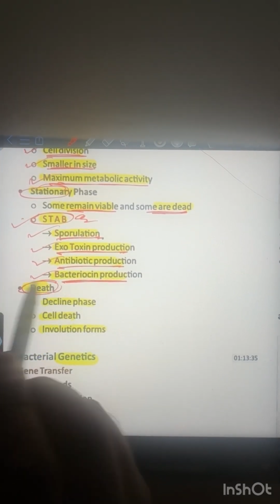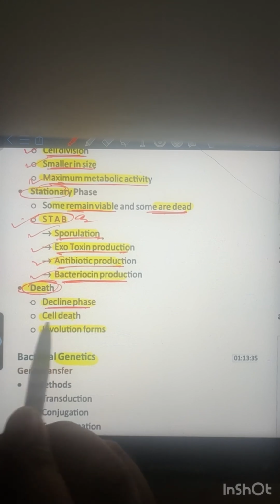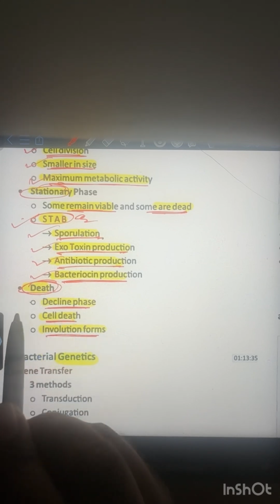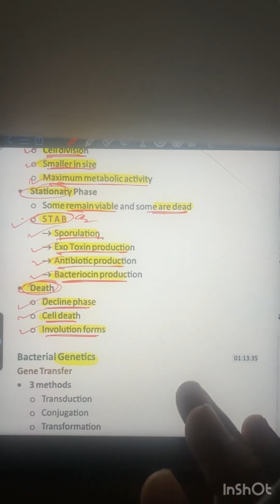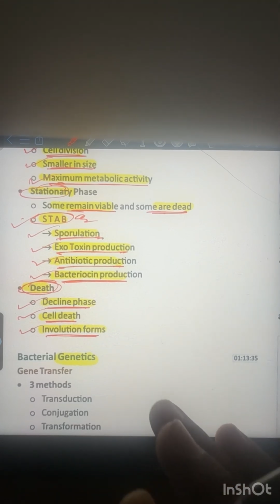So let me ask you quick questions out of this. If I say the cell is maximum in size at the end of which phase? At the end of lag phase. Where is the cell dividing? It is log phase, maximum metabolic activity. Where is it going to have stat stab? Matlab, where is it going to have sporulation, toxin, antibiotic and bacteriocin production? In the stat phase. Finally, when is it going to die off?